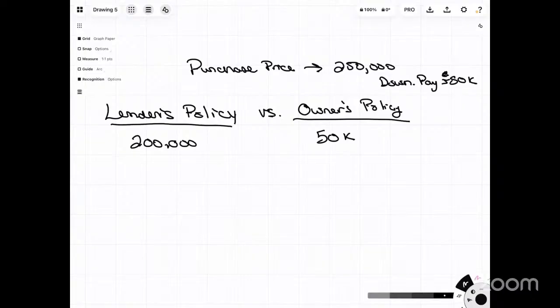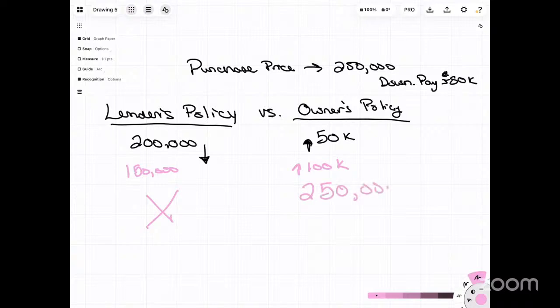And as you pay down your loan, then the lender's number is going to go down. But as your equity increases, this $50,000 amount goes up. So at some random point in the future, you're going to have $100,000 in equity, and they're going to have $150,000 that would belong to them. And that's going to keep going until eventually the lender has no coverage because you've paid off the loan. And now this owner has a $250,000 policy.